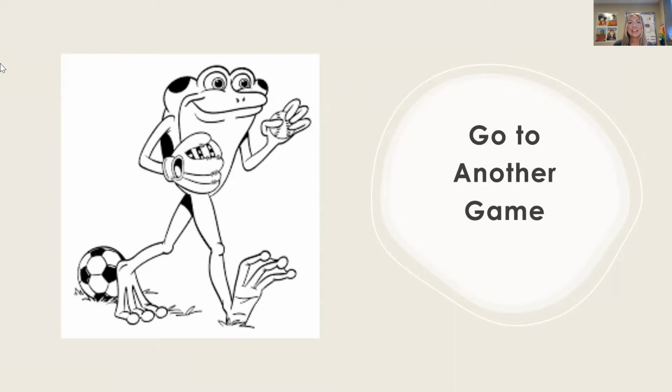Sometimes we get stuck in the habit of doing something even if it's not fun. So when there are too many small problems in a game, it might be time to switch to another game. This does not mean that you are a quitter. It just means that you're smart and you want to have fun. So going to another game might be a great strategy to just solve a problem.